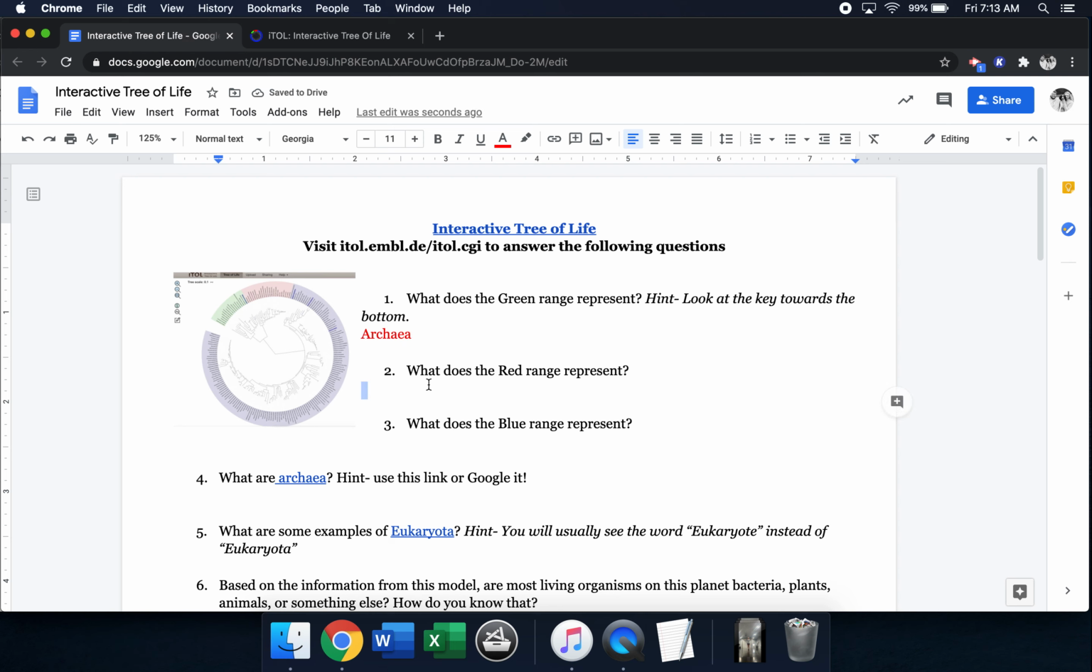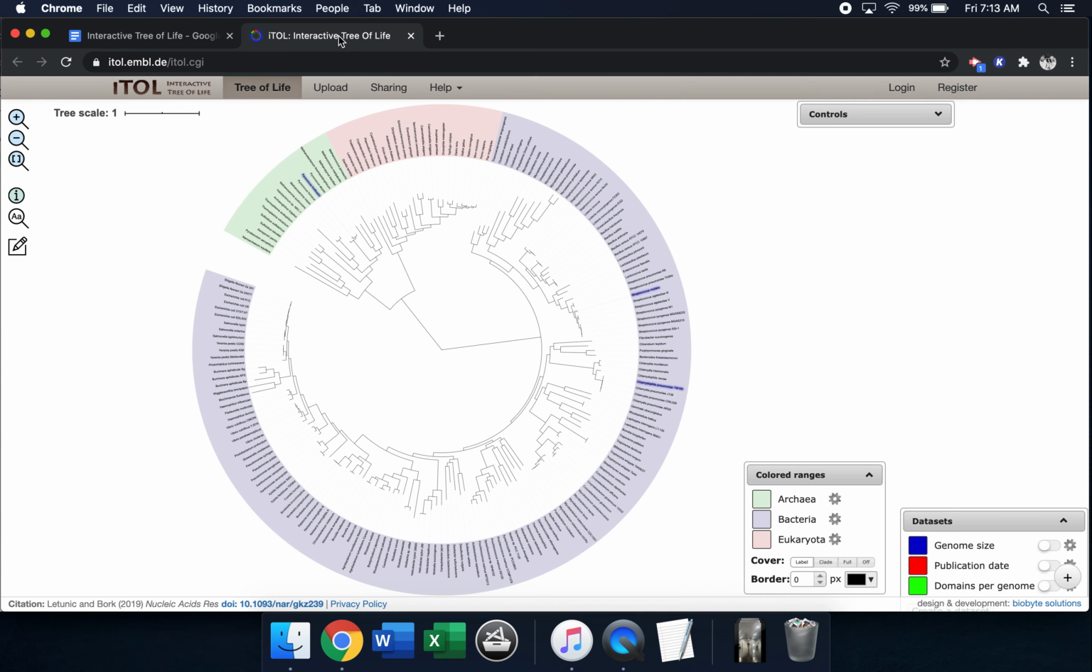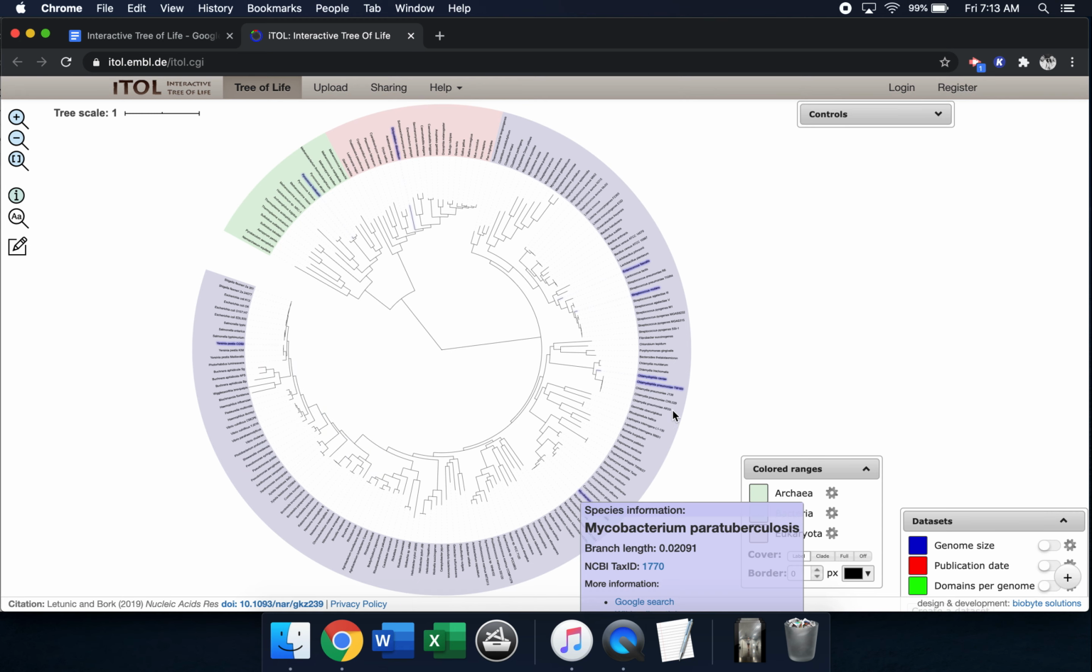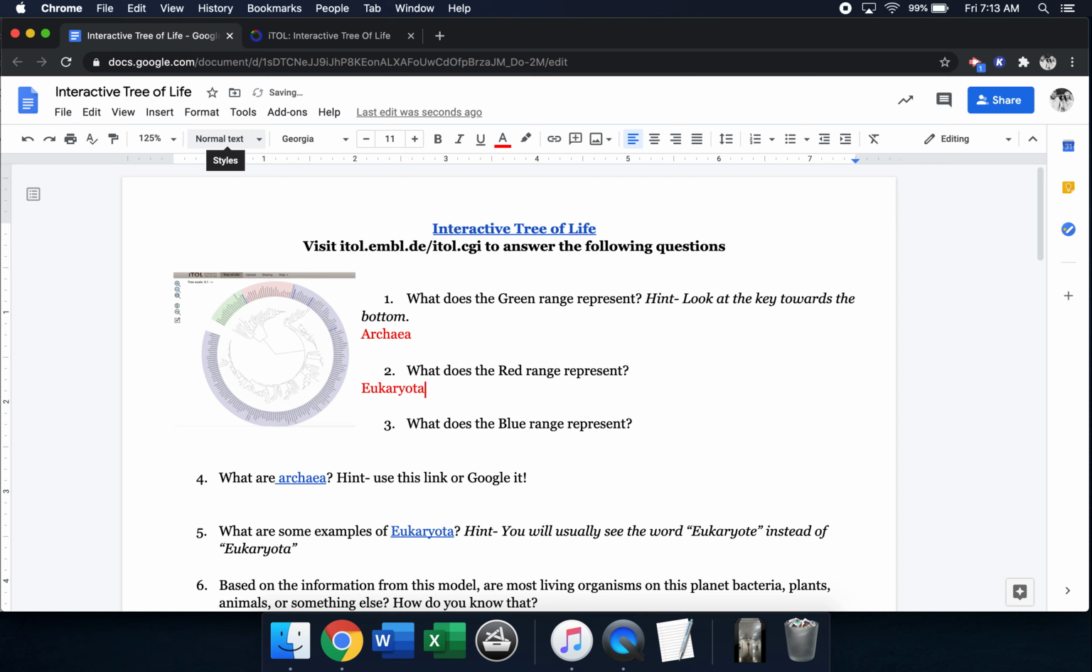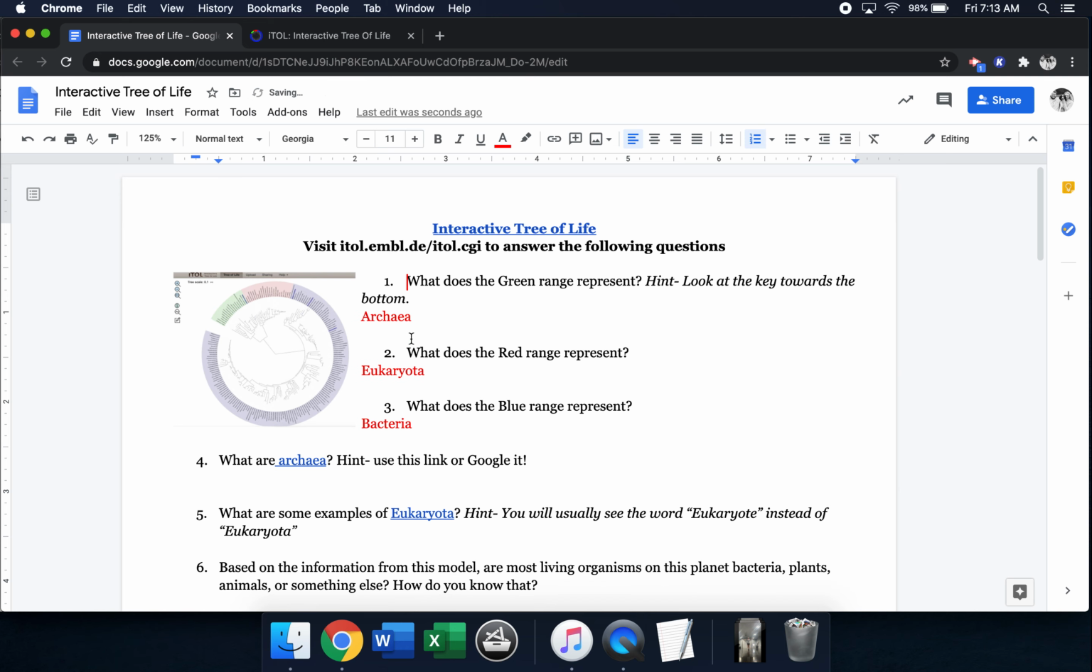Then it asked me what the red and the blue ranges represent, so I'm going to go ahead and do both of those at the same time. So I'll go back. The red range right here, that's this little guy. I go down to my key, and I find that it's eukaryota, whatever that means. And then this big old blue section, again, when I go to my key, it says it's bacteria. That's a word I recognize. So eukaryota is the red, and then bacteria is the blue. It's kind of a weird space there.